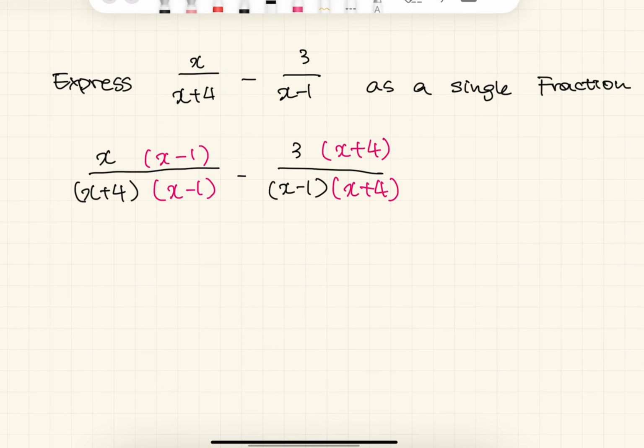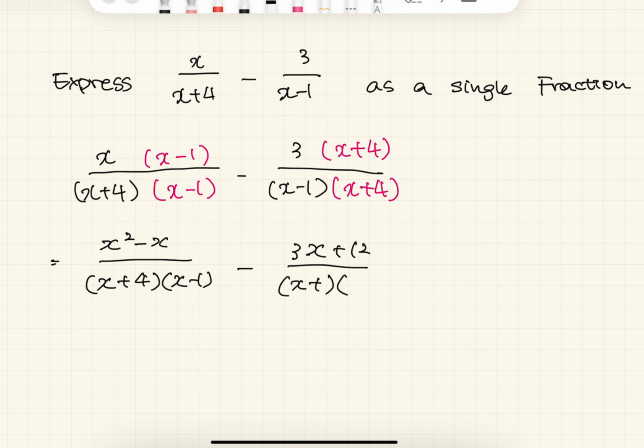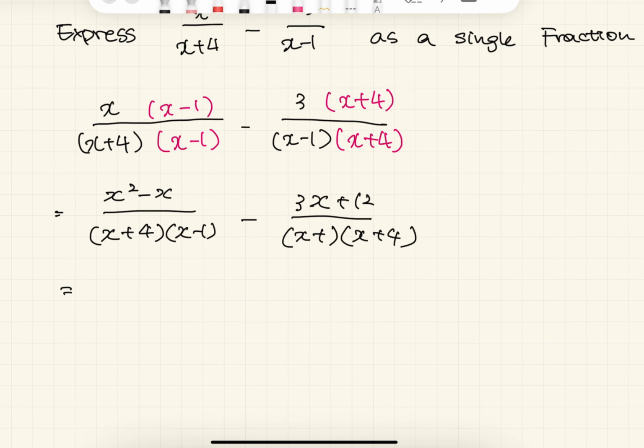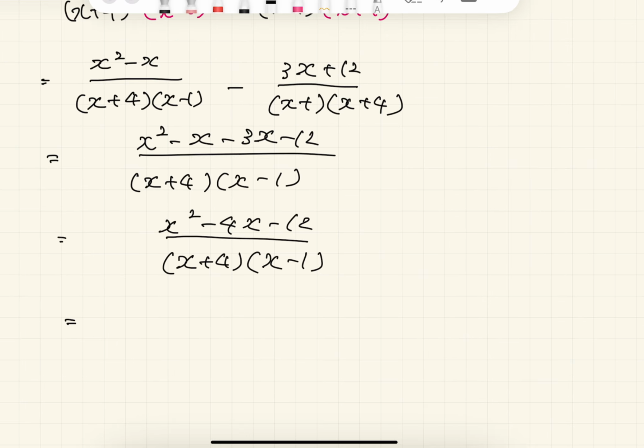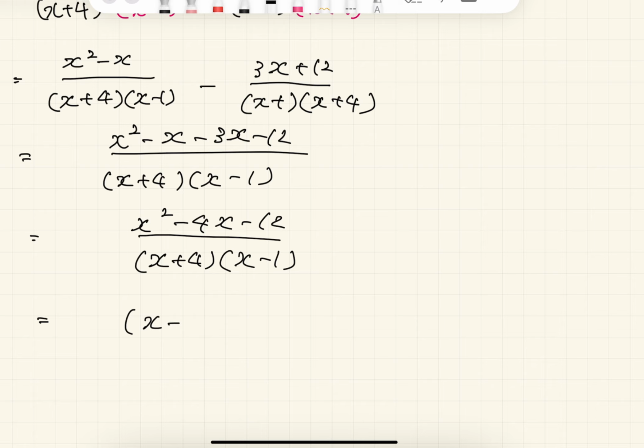And because we want to express this as a single fraction and we have a common denominator, you would just have to expand the top part, so x squared minus x, and then 3x plus 12. And then you would add the top values together, and then treat it as a normal quadratic. So x minus 6, x plus 2, and then that is the answer you'll have.